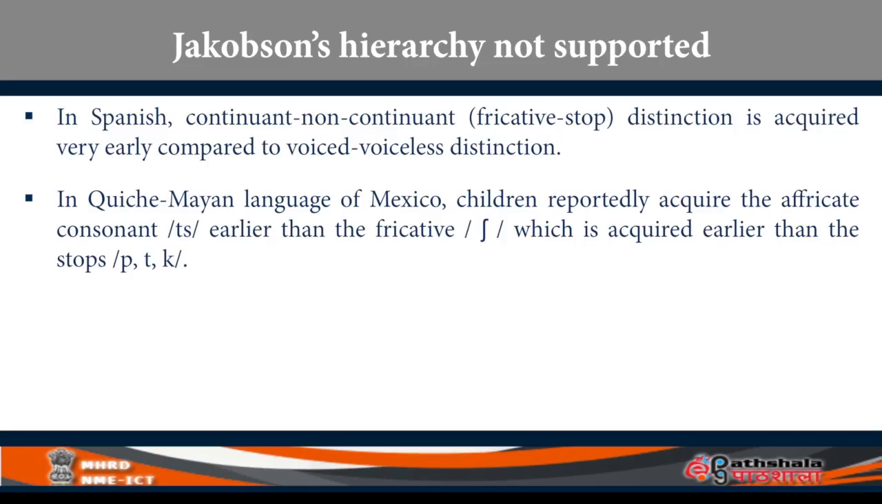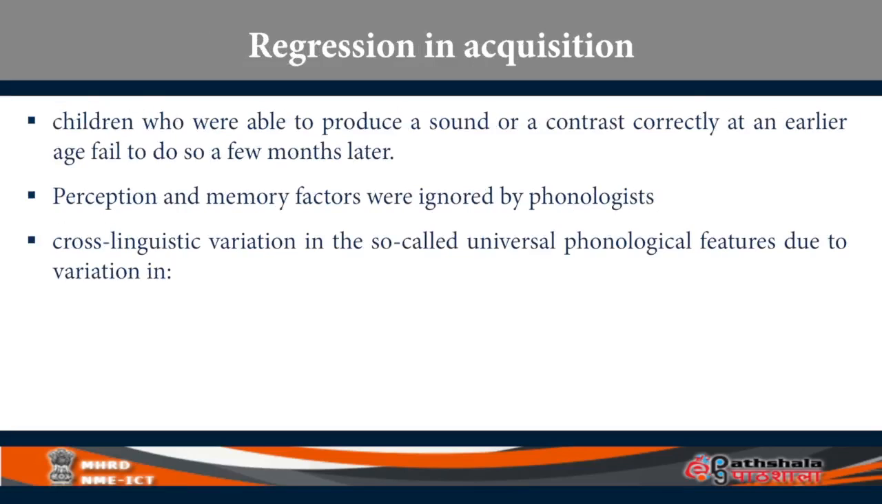Further, phonologists are also not able to talk about universals in acquiring sounds because there is a regression in child language. Children who are able to produce a sound or a sound contrast correctly suddenly start making mistakes. When they are older, they make mistakes. When they are younger, they don't make mistakes. How do you explain this? This is a regression.